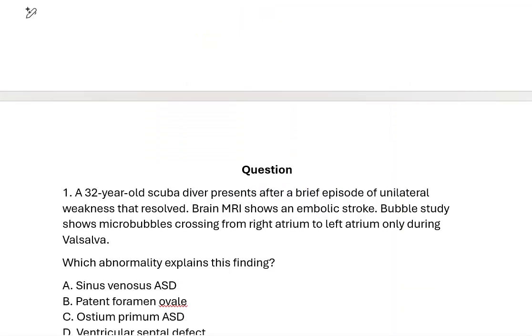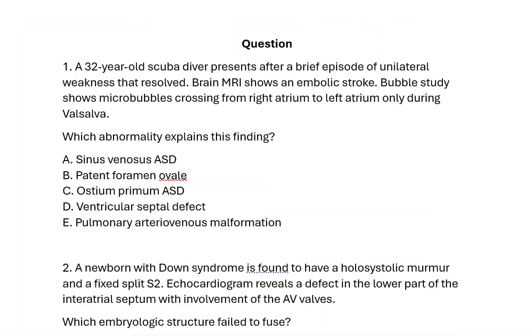And I know it's been a long lecture, guys. So let's do some questions together. A 32-year-old scuba diver presents after a brief episode of unilateral weakness that resolved. Brain MRI shows an embolic stroke. So we decided to do a bubble study that shows microbubbles crossing from the right atrium to the left atrium only with Valsalva maneuver, which we explained earlier. Which abnormality explains this finding? So this patient most likely has what?